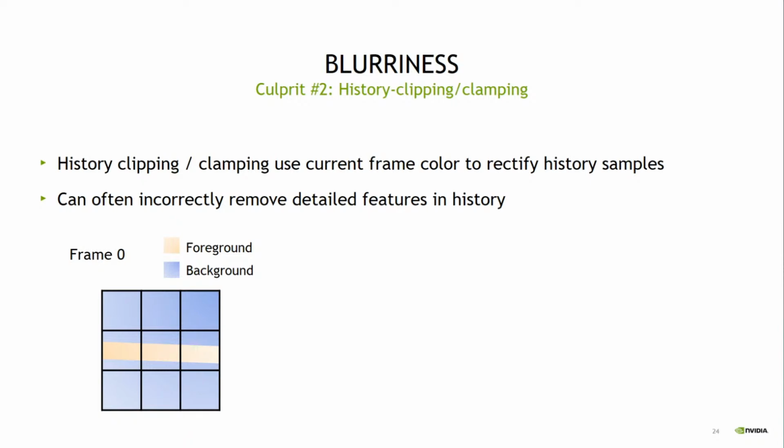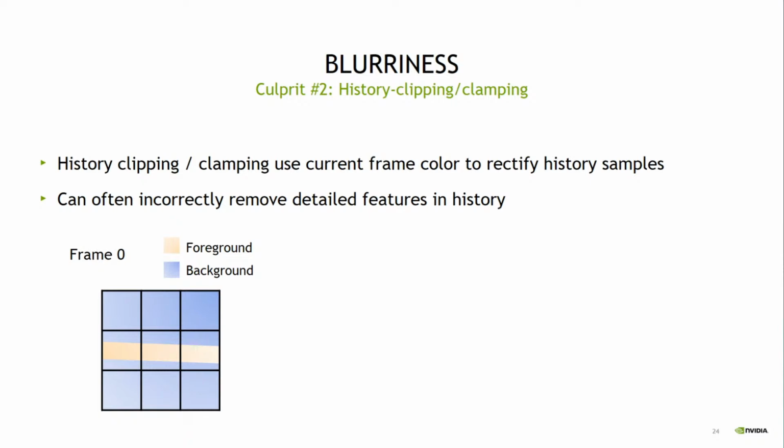This is because we use the current frame colors in each pixel's neighborhood to rectify history samples. And due to the low sampling rate, the current frame colors may not be representative of the underlying features that is sampled. So this process can often incorrectly remove detailed features in history. Let's take a look at this example.